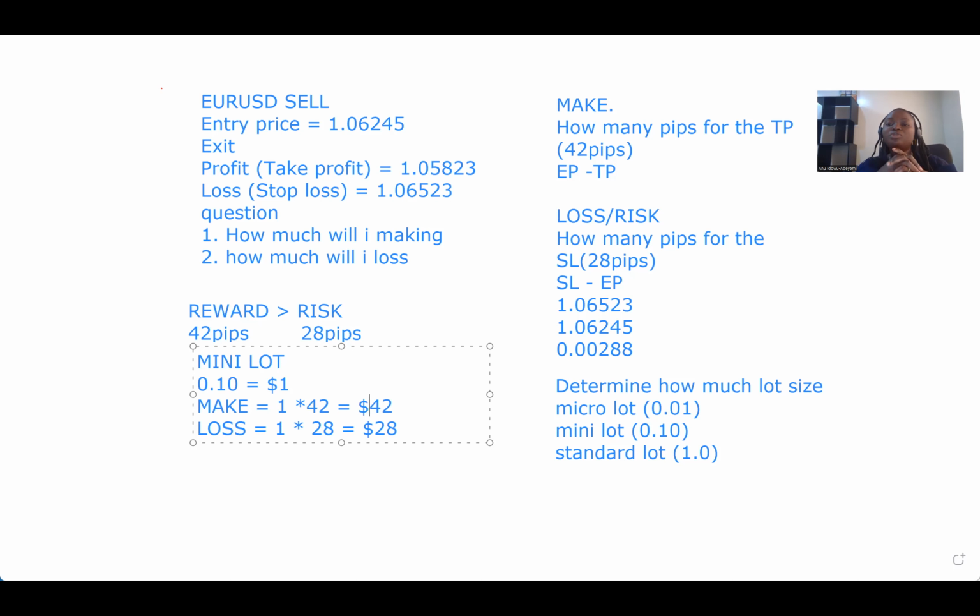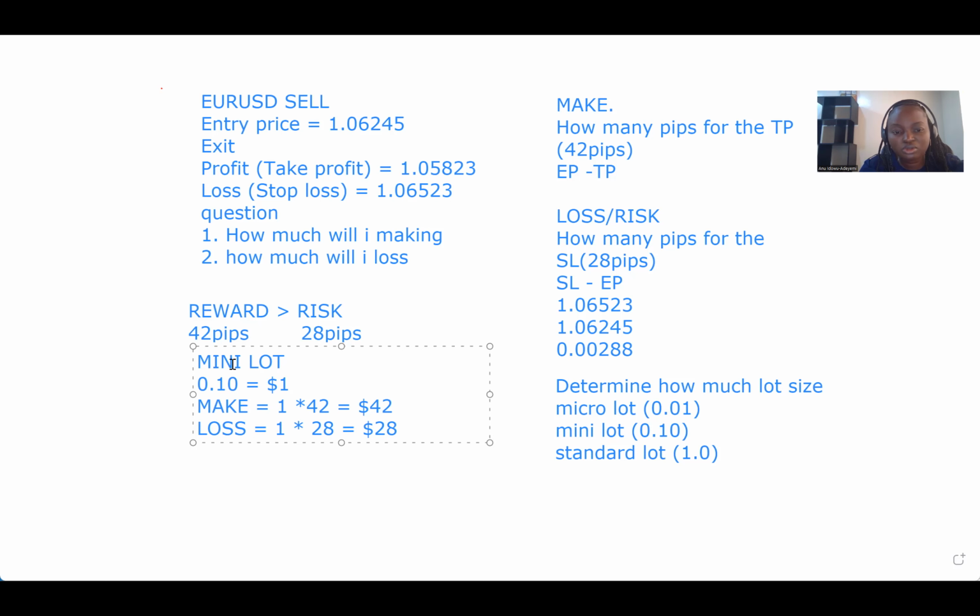So you can see the difference between the micro lot and the mini lot. For one, you're making just $4.20, while for the mini lot you're making $42 per trade, while you're risking $28 as against $2.80. So this is for the micro lots.